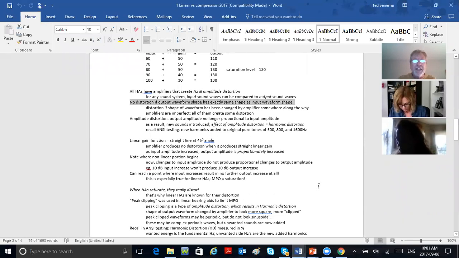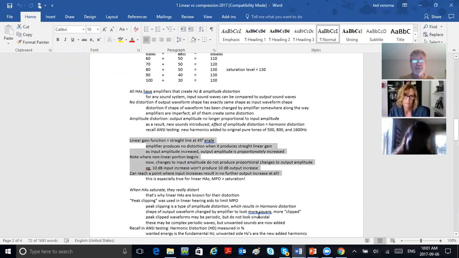Okay, and you will read, and this is what's talking to you right here, amplitude distortion. As a result, new sounds are introduced. The effect of amplitude distortion is harmonic distortion. Recall ANSI testing? New harmonics are added to the original pure tones of 500, 800 and 1600 hertz. Now we've got a review here. Look at this: linear gain, a straight line at a 45 degree angle. An amplifier produces no distortion when it produces straight linear gain. As the input amplitude is increased, output amplitude is proportionately increased. Note where the nonlinear portion begins. That's the knee point.